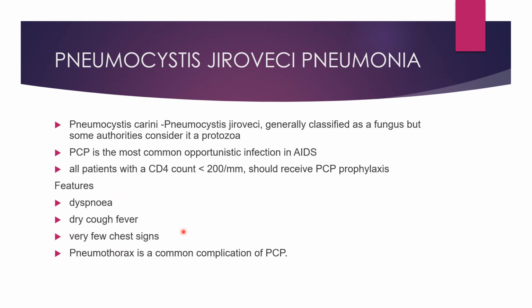The examination can be given as normal. So don't get confused that if there is no chest sign there is no pneumonia; there will be pneumonia, but there won't be any chest signs. And pneumothorax is a common complication of PCP. This is also multiple times asked in MCQ, pneumothorax in PCP as a complication. And they will give you a clinical scenario where the patient is HIV positive and CD4 count less than 200, and the patient presented with dyspnea, dry cough, and on chest examination, the chest examination was normal.